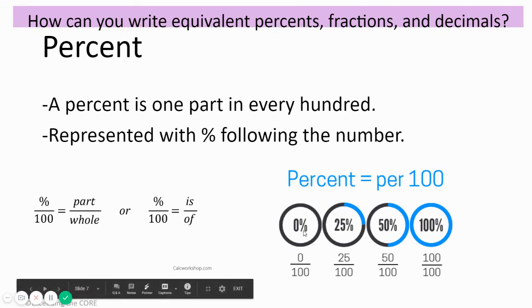But it is possible to have 0% if you have 0 over 100. 25 over 100 would be 25%, then 50%, and then 100%. And don't forget, 100% equals the whole thing.